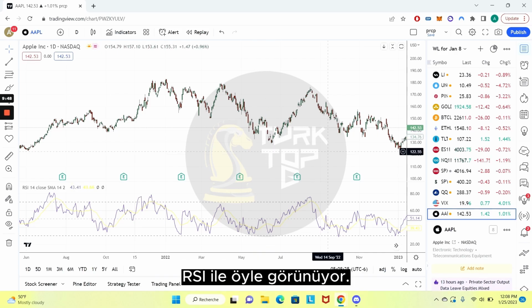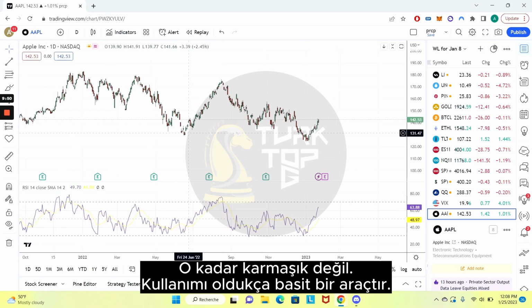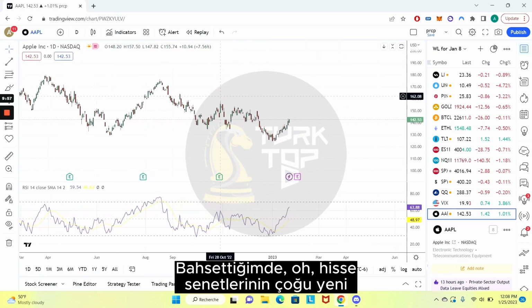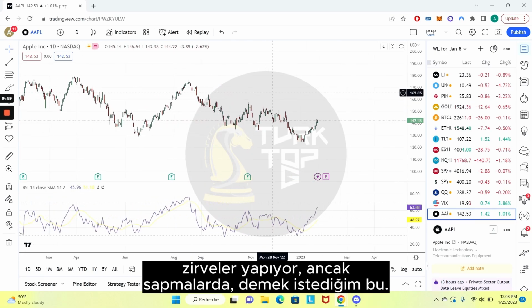It seems like that's it with RSI. It's not that complicated. It's a pretty simple tool to use, and if you are looking out for reversals, it's a great way. So when I mention, oh, many of the stocks are making new highs but on divergences, that's what I mean.